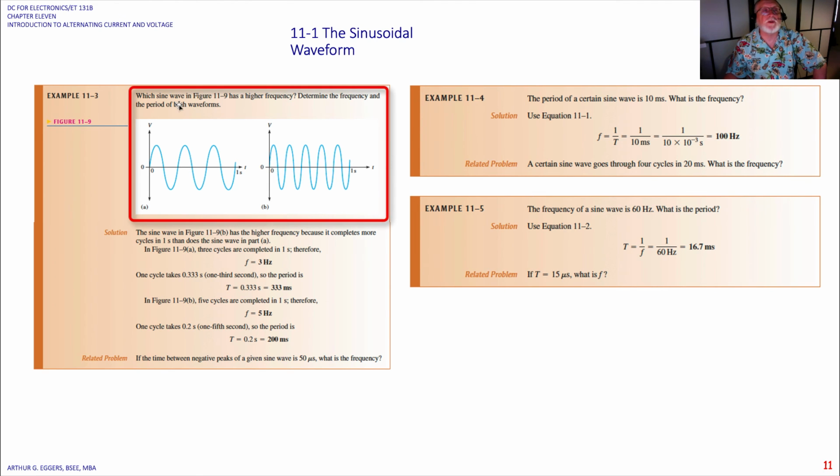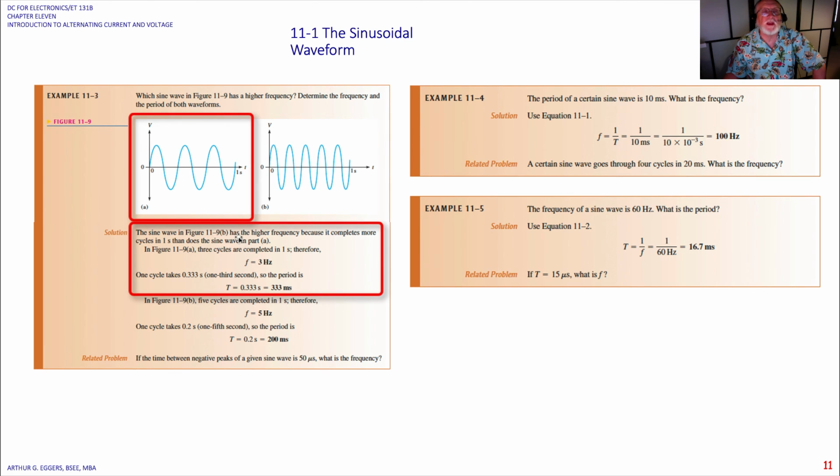So let's look at an example here. Which sine wave has a higher frequency? Determine the frequency and the period of both sine waves. So in this case, you can see the graph is showing us here 1 second. We have 1, 2, 3 cycles. In B, we have 1, 2, 3, 4, 5 cycles. Okay, so this one actually is going to be a higher frequency. So the sine wave in figure B has a higher frequency because it completes more cycles in 1 second than does the sine wave in A.